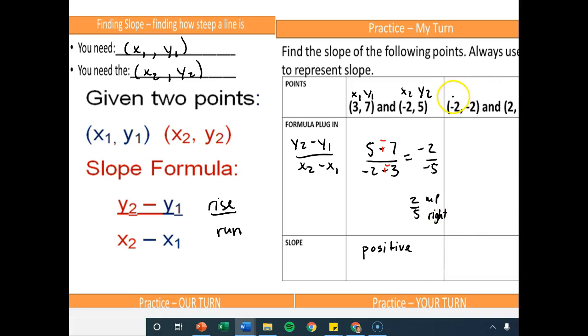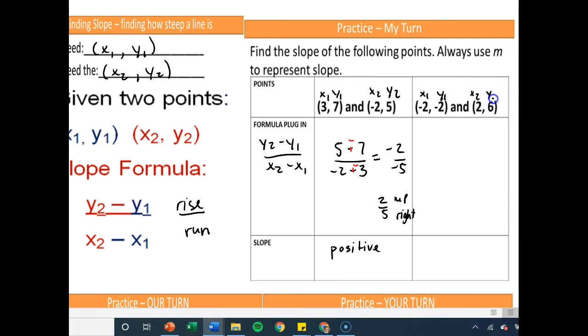Alright, for your next one, again, x1, y1, x2, y2, and you do 6 minus a negative 2. Notice that negative sign does not account for the minus sign in the formula, and 2 minus a negative 2. Okay, so you see both of these. Oops, I forgot my 2. And you'll get 8 over 4, which you can always simplify, leave it as a fraction, to 2 over 1. You could say 2, but really this is 2 over 1, because you're always going to want how far up you go and how far right or left you go. So again, your slope here is positive.